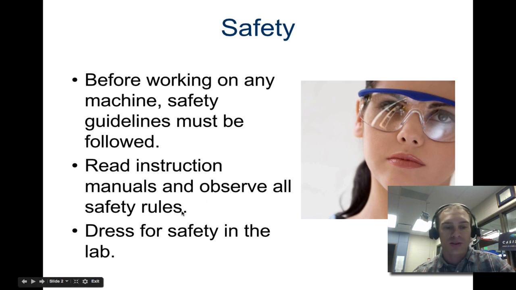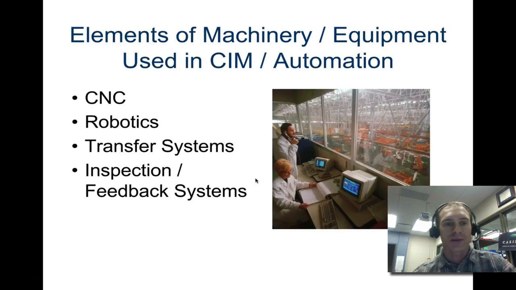Read instruction manuals, observe safety rules, dress for safety in the lab. So dressing for safety really means making sure that you don't have any danglies like headphones on when you're around the milling machine. That hair is tied back. You don't have any loose clothing around it, so nothing gets caught in there, because it isn't going to stop that machine from running. If something gets caught in there, it might just grind your face up. So it's really, really important that before you run it, you feel comfortable with all the safety rules for the milling machine.